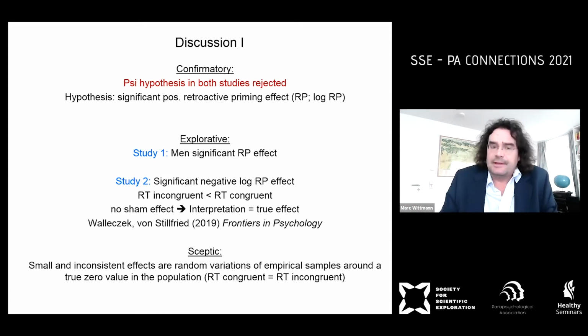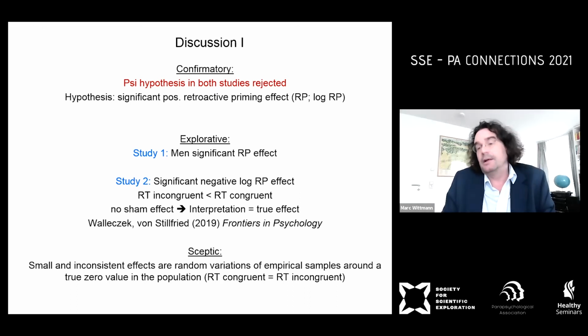Okay, but the skeptic nevertheless will probably say, if we think about it, that we only have small and inconsistent effects, which are random variations of empirical samples around a true zero value in the population, which probably means that reaction times congruent are identical to reaction times incongruent, but only these empirical samples jitter a little to the positive or negative.